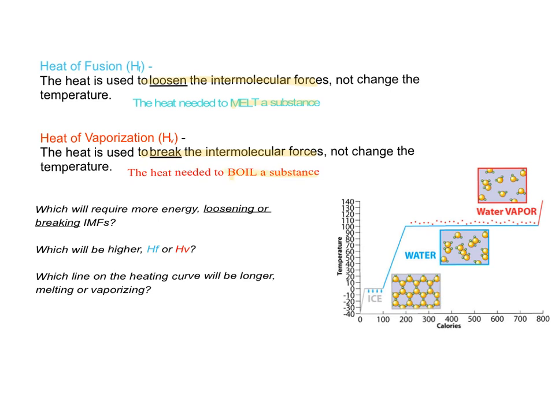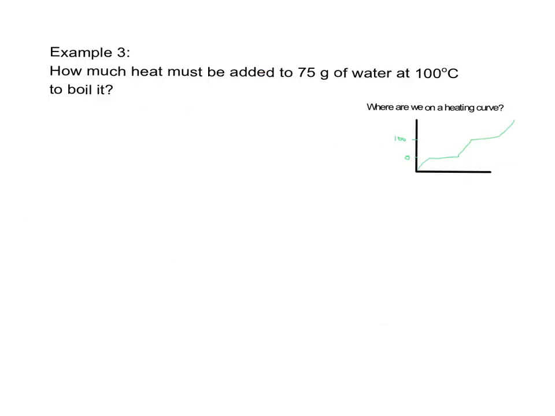So which one do you think's harder to do? Loosen an intermolecular force or break one? Well, breaking is going to require more energy. So therefore, HV is going to be a higher value. If you're looking at HF and HV, HV is going to be bigger, which also means that the vaporization line on the heating curve, if it's drawn to scale, which I'm usually not drawing them to scale, should be longer than the melting line, because it takes more energy to break those intermolecular forces than to loosen them. So let's look at some examples.